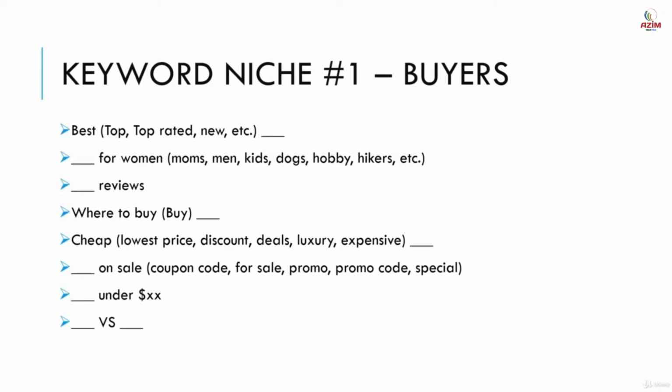Next, reviews. If I'm going to buy something, I'm definitely going to type in the keyword I'm searching for and then "reviews." Next, where to buy that keyword, or simply buy Dell laptops, buy iPhones. Next, I like to pair my keyword with what the price looks like: cheap, luxury, expensive. This is a common word paired with a keyword.